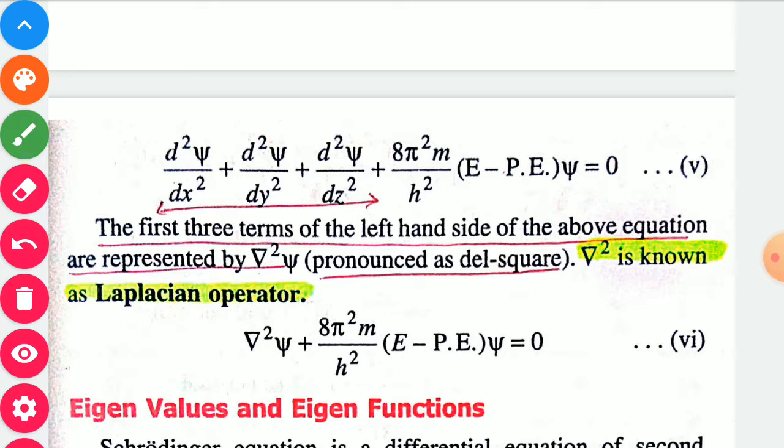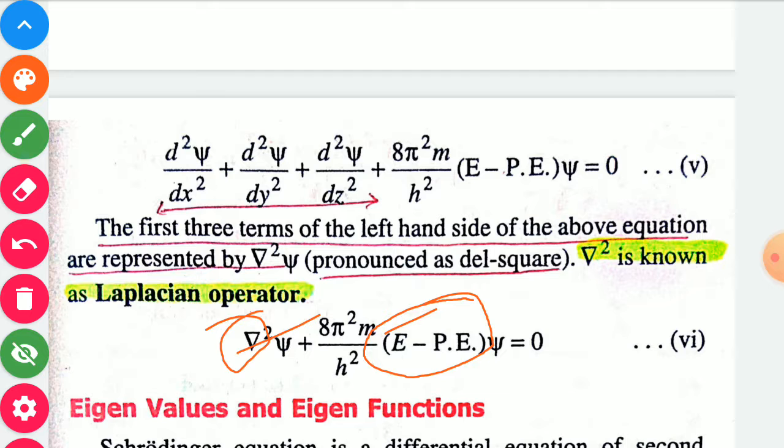So here del square is known as Laplacian operator. So with respect to Laplacian operator, we may write Schrodinger wave equation as del square psi plus 8 pi square m upon h square in bracket total energy of particle minus potential energy into psi is equal to 0. So here E minus PE means total energy minus potential energy. At this place we may write kinetic energy also.